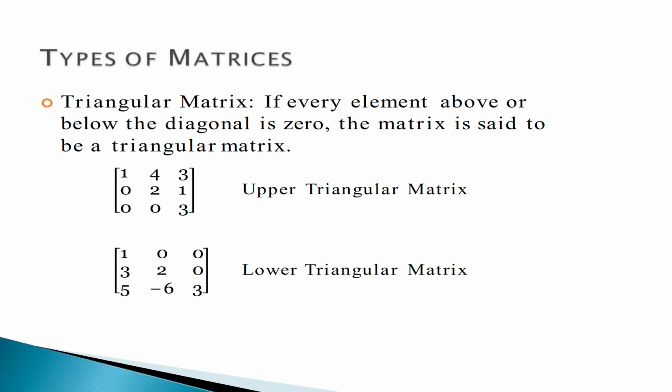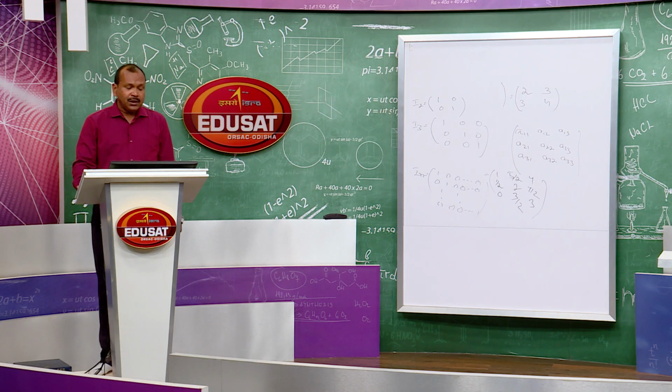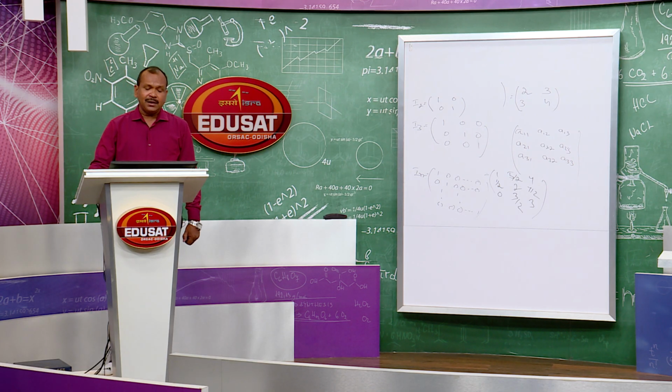Similarly, in a square matrix, if the leading diagonal elements and the elements below the leading diagonal are non-zero and other elements are 0, it is known as lower triangular matrix. This is the example of an upper triangular matrix and this is the example of a lower triangular matrix. Next is what is strictly upper triangular matrix and strictly lower triangular matrix.